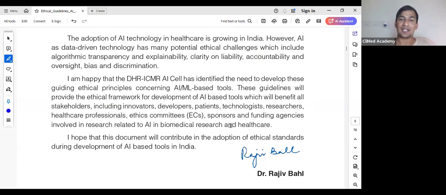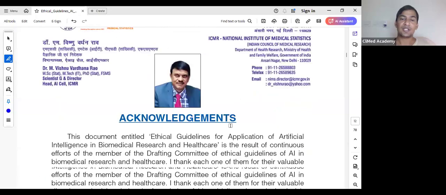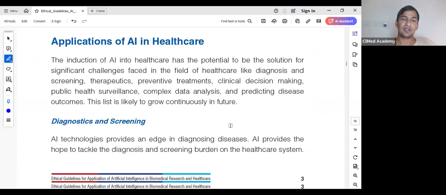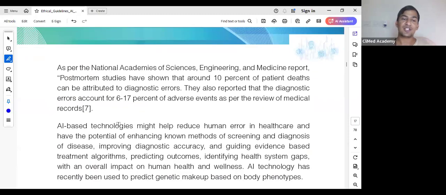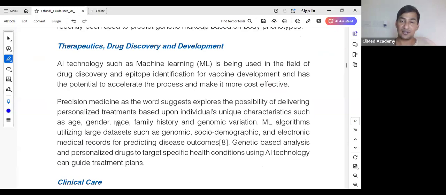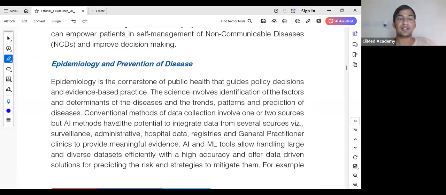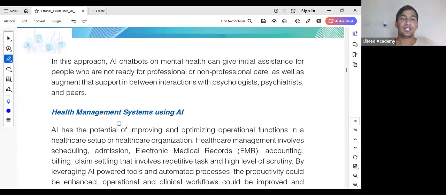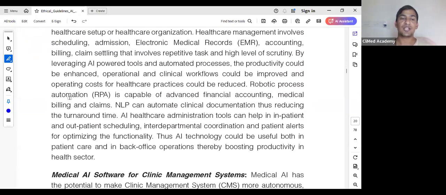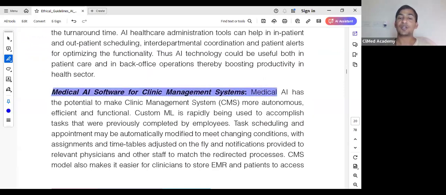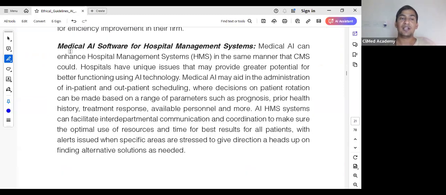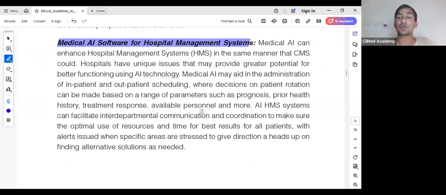We'll be seeing that. First they talk about the preamble and all that. Then the applications of AI: diagnostics and screening, which we have talked about, therapeutics and drug discovery and development, critical care, epidemiology and prevention of disease, behavioral and mental health. Then healthcare management systems using AI. First is medical AI software for clinical management systems, which covers all the clinical part. And then medical AI software for hospital management systems, which covers everything, including those clinical parts.